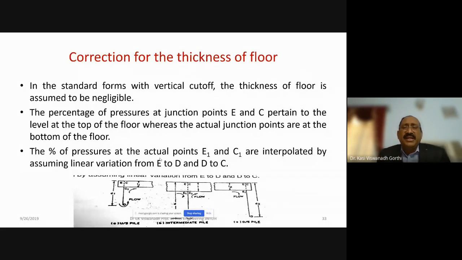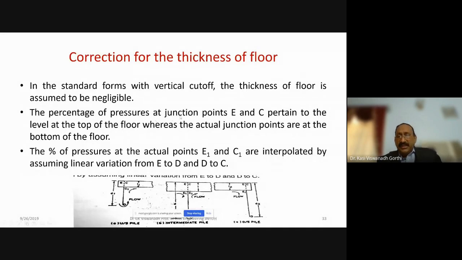The percentage of pressure at the junction points E and C pertain to the level at the top of the floor, whereas the actual junction points are at the bottom of the floor. That is the reason why we assumed that the thickness of the floor is negligible. But more particularly, there will be a certain thickness of the floor, so whether you need to consider the pressure at the junction point at the top of the floor or at the bottom of the floor is the question.